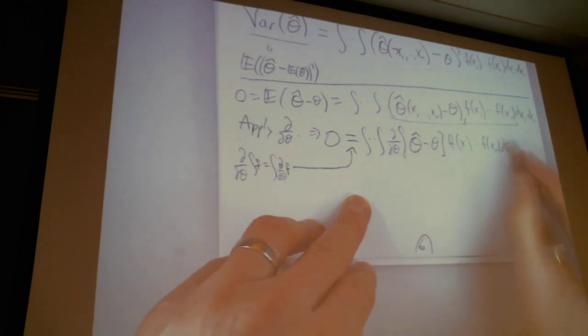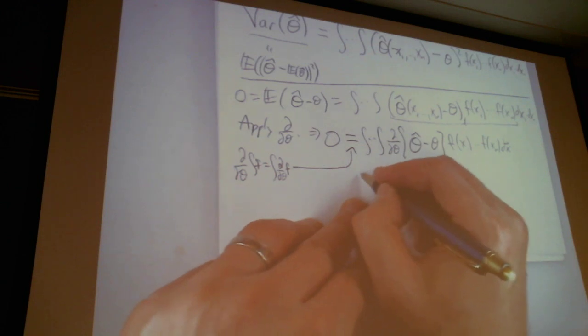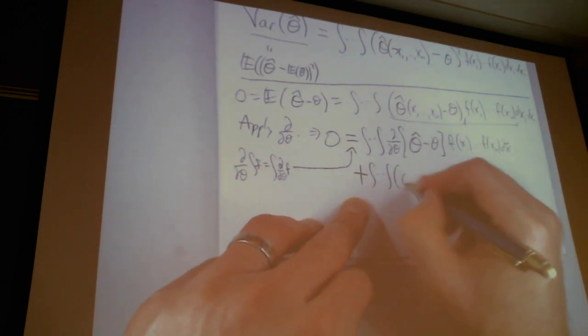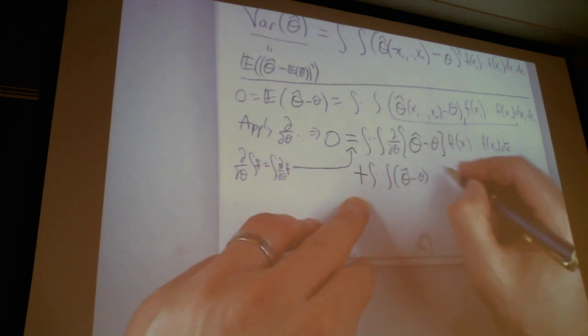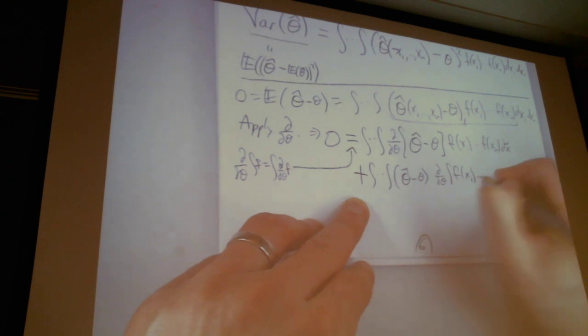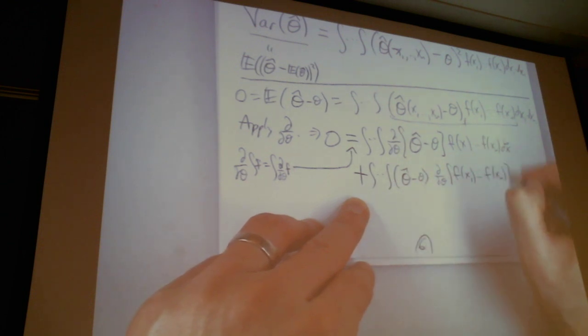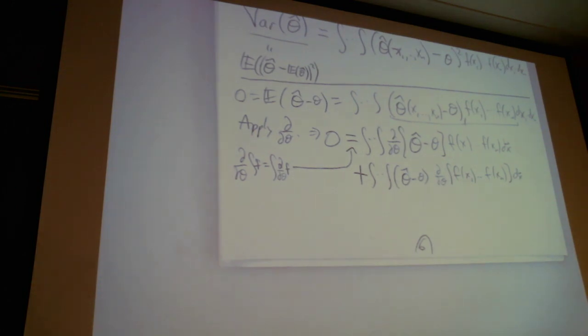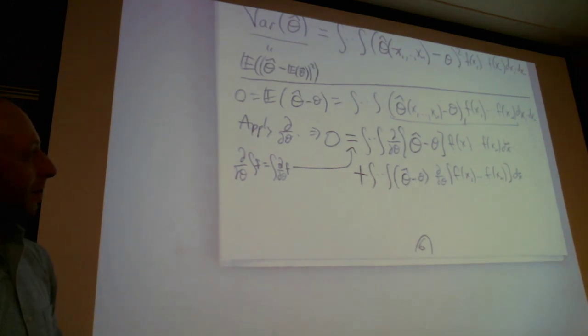Let me just write dx with an arrow, plus... I'm just using the product rule. Leave the theta hats alone and hit the d/dθ on the product of the f's, f of x's. Is everybody happy with that?